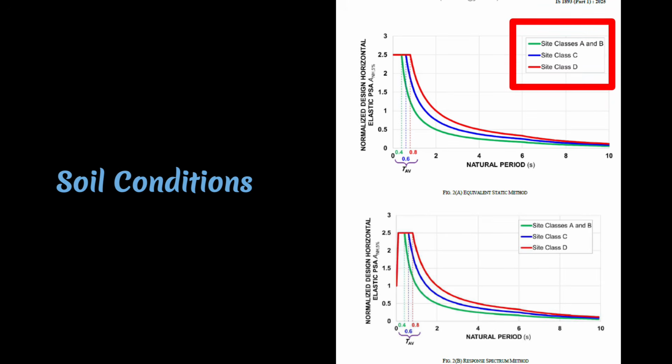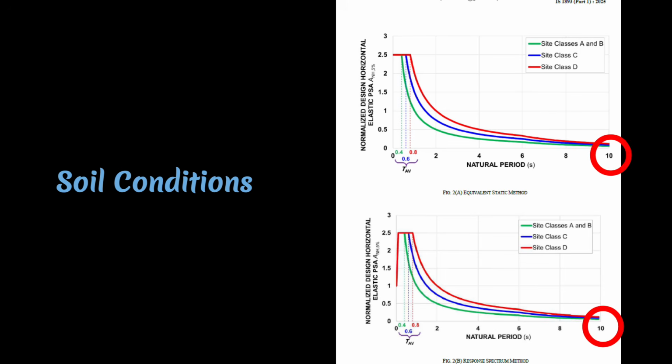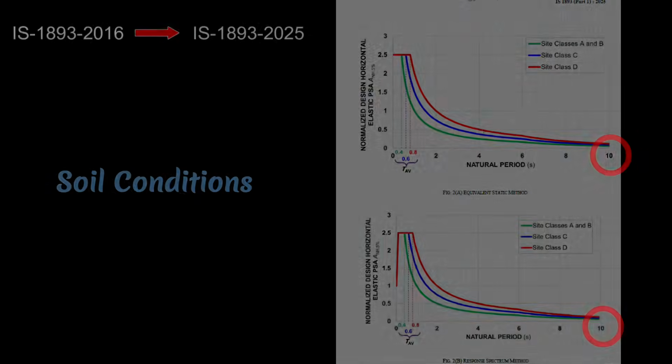If you look at the curves for site class A/B, C, and D, see how they have different shapes and, more importantly, different natural periods. This means the seismic demand on your structure is now directly customized to the specific soil profile at your location, which is a much more precise approach than we had before. The natural period earlier was 6 seconds and now it is extended up to 10 seconds.